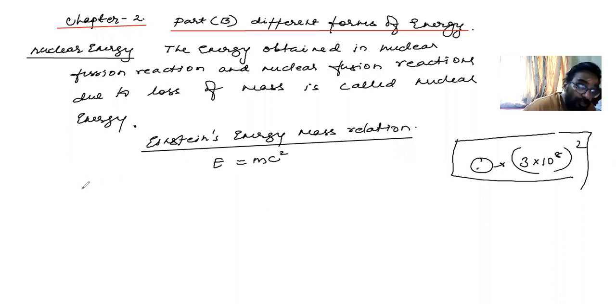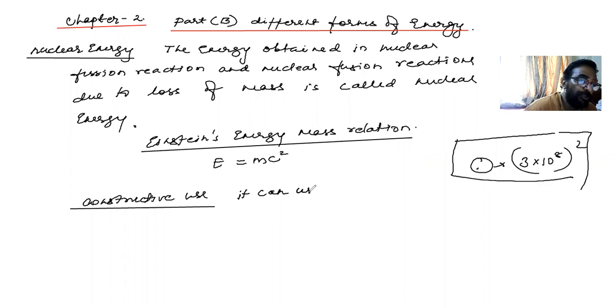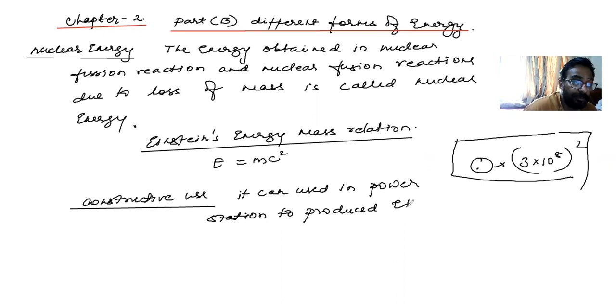So this energy, because a lot of energy is produced, can be used for constructive purposes. What will be the constructive use of it? It can be used in power stations, atomic power stations, to produce electrical energy.